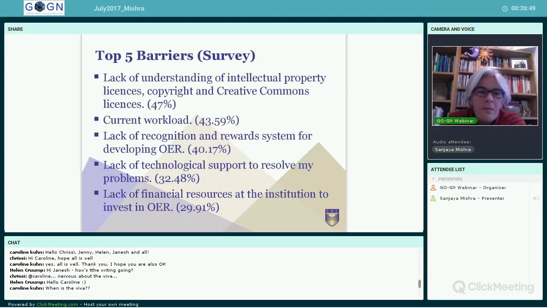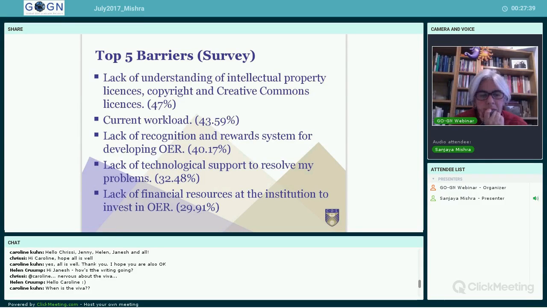Another barrier is lack of technological support in the institution, which is mainly about when there is a problem with my machine in the office, there is no one to help me rectify it, or the software crashes. It also ranges from issues like inadequate bandwidth in my institution to access the internet, and the blocking of YouTube videos. So if I want to use a YouTube video which is available as OER in my classroom, I can't, because there is no bandwidth. And about 30% of the teachers thought that OER needs investment and resources from the institution, which they do not have institutionally to invest.